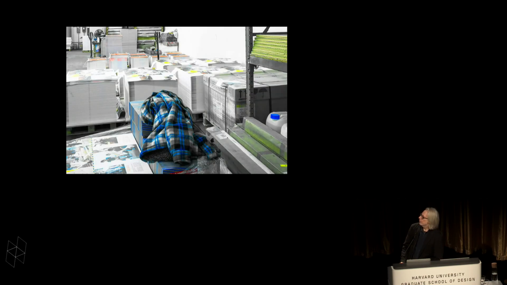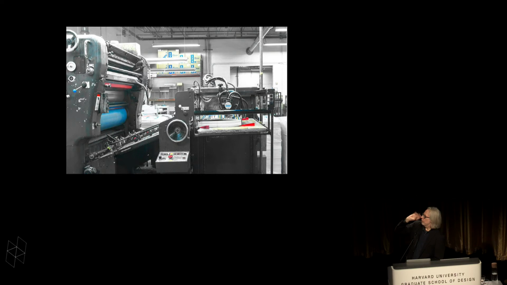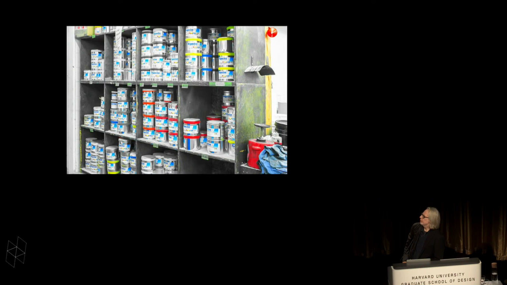So I went around Meridian taking pictures and then slightly torqued the color so the blues and the reds popped out in unnatural ways. And for me, going to the offset printing plant was like going to the foundry or the forge of photography. It's where all the colors live.